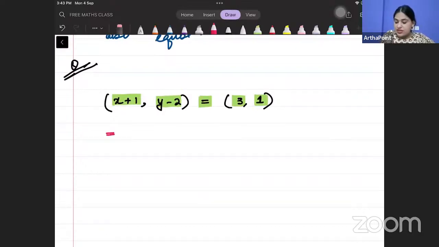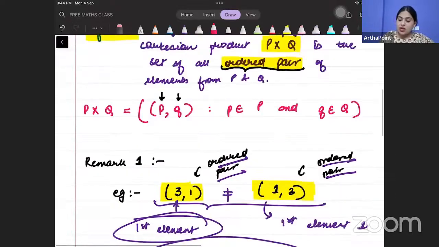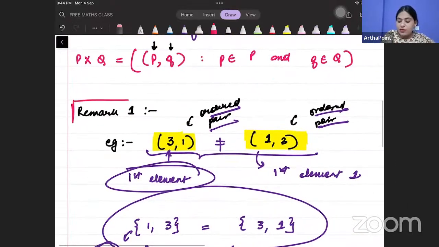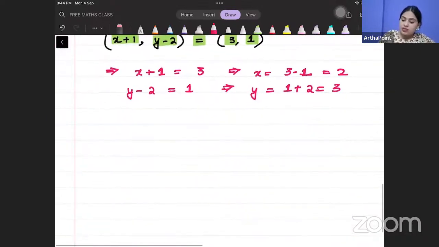So this implies that x plus 1 should be equal to 3, मतलब x आ गया 3 minus 1, that means 2. And it means that beta y minus 2 should be equal to 1. That means y will be 1 plus 2. It means y will be 3. So when they are equal to each other, it means this thing. That's my first remark. I hope this is clear. You have to ensure that the order is maintained. Okay, remark number 2.